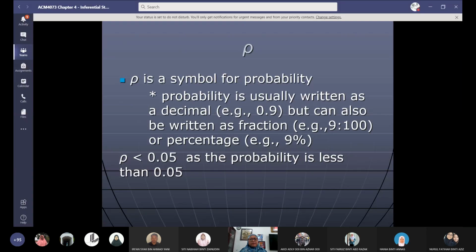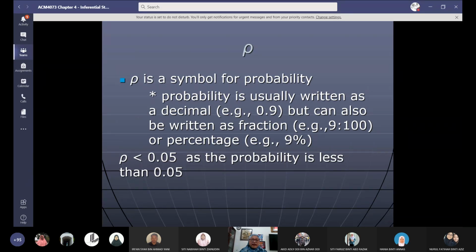So this P in italic is a symbol for probability, or I usually use the word significant value, because the significant value refers to the P. P means probability. Probability is usually written as a decimal, 0.1, but can also be written as a fraction, 9/100, or a percentage, 9%. So when your P as a probability is less than 0.05, what do we mean by less?